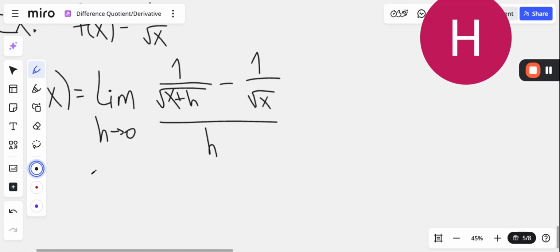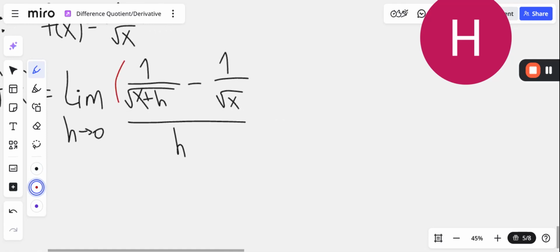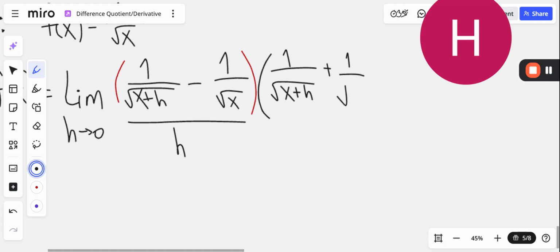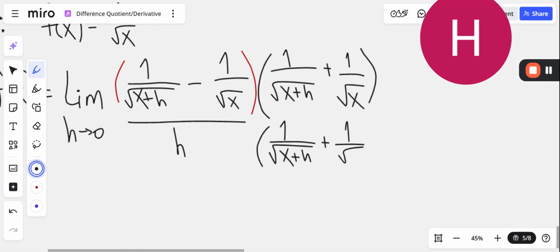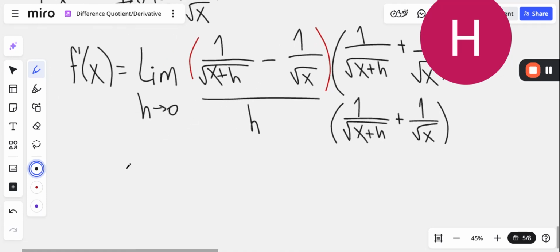I personally think the best method for this is to use conjugate multiplication. So what I would do here is I would multiply this entire top expression by 1 over square root of x plus h plus 1 over square root of x, over itself, of course. Now again, in the bottom, do not multiply that out. What we're using this for is to conveniently simplify the top into a difference of squares.